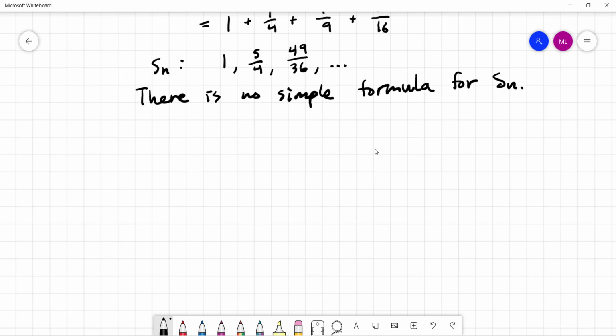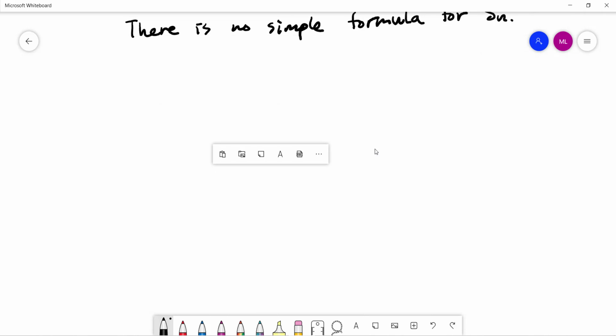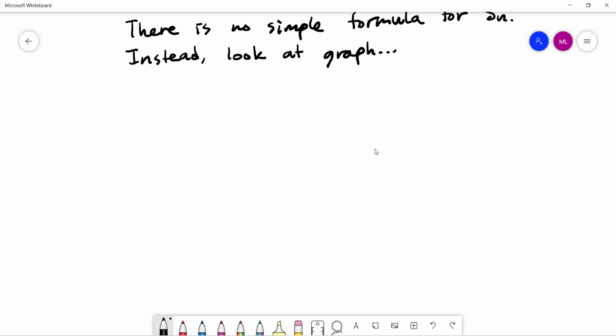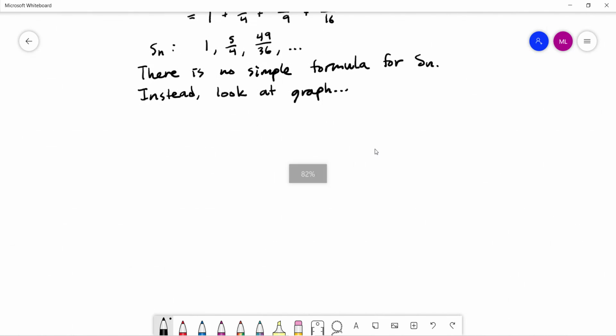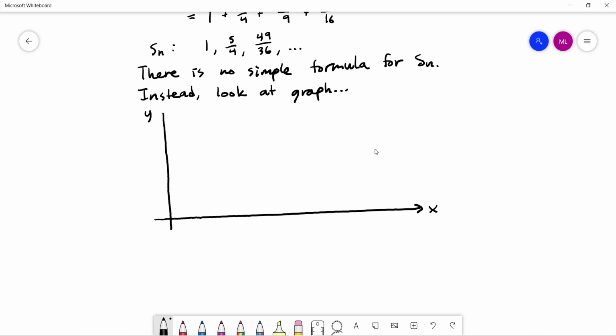But there is something that we can do. Instead, let's look at a graph of a continuous function. What we can do is the following. I'm going to draw my axes here, so here's my x and my y axis. And I'm going to graph the function y equals 1 over x squared.